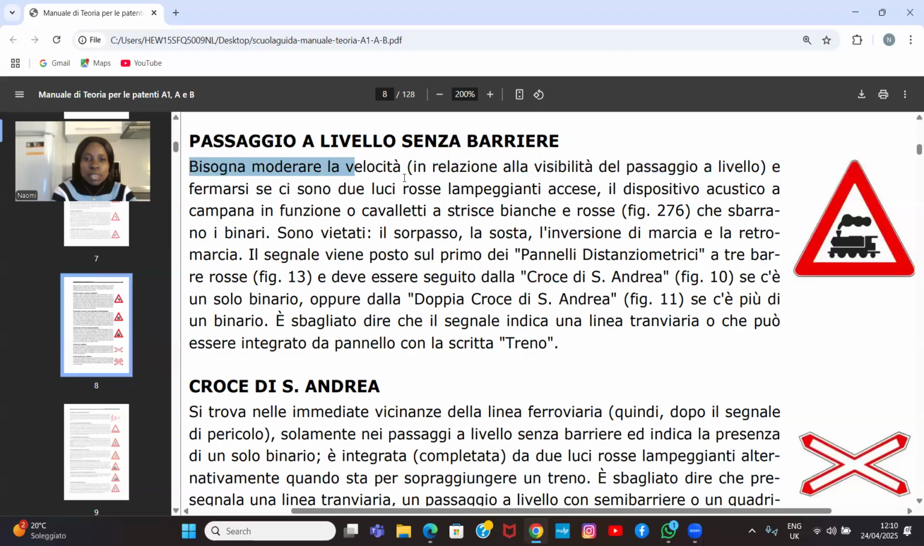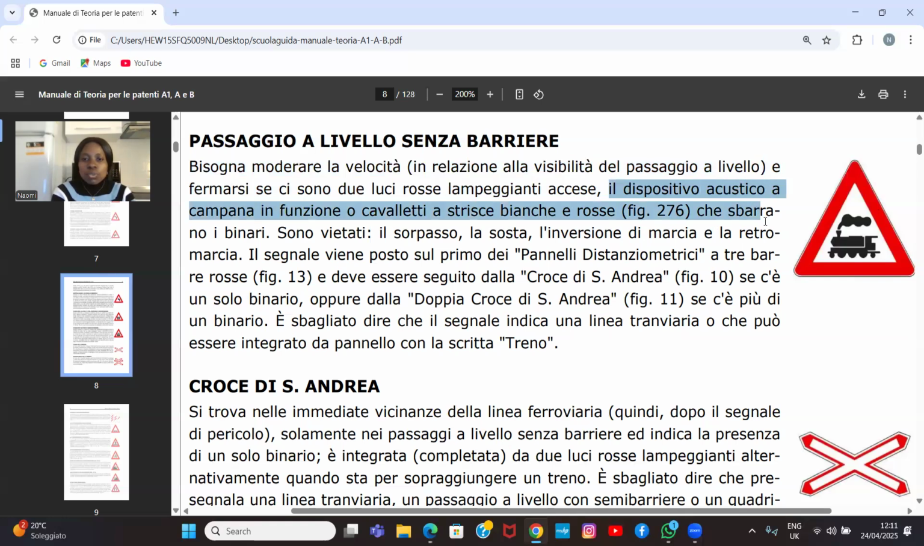So it says, bisogna moderare la velocità in relazione alla visibilità del passaggio a livello e fermarsi se ci sono due luci rosse lampeggianti accese. So you have to moderate your speed in relation to the visibility of the road, and when you see two red lights alternating, you have to stop, because that means you are really close to the train track. Remember also that most of these signs that we call segnali di pericolo are positioned at 150 meters away from the actual spot.